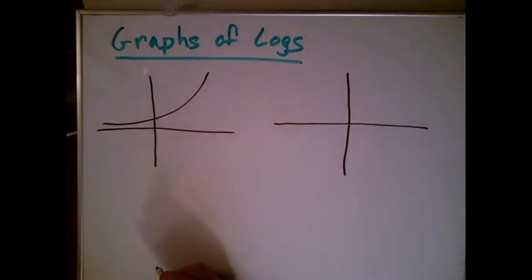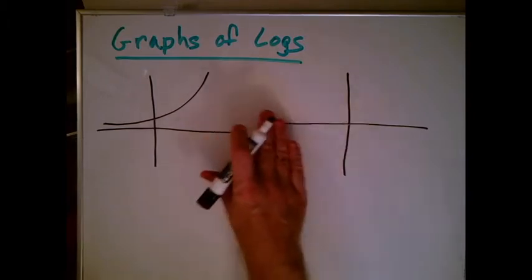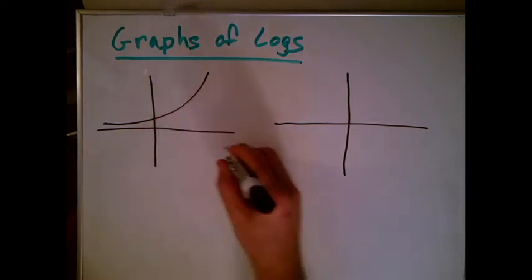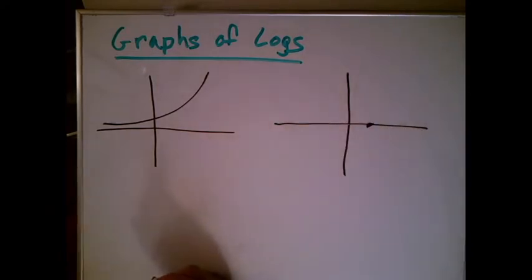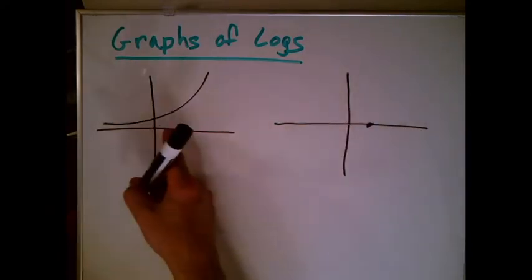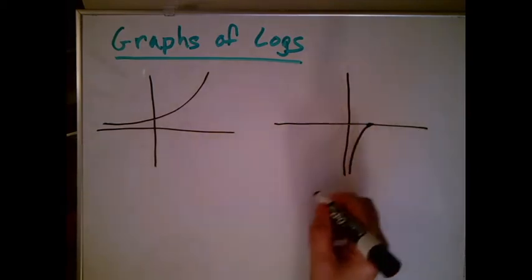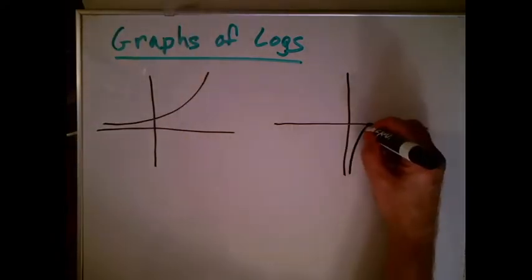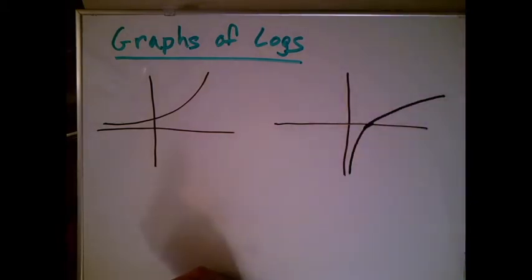The exponential function has no y values less than 0. The logarithm function has no x values less than 0. The exponential function usually goes through 0, 1. The logarithm function goes through 1, 0. The exponential function gets close to the negative x-axis. The logarithm function gets close to the negative y-axis. And you can see that the exponential function gets more and more parallel to the positive y-axis. So the logarithm function gets more and more parallel to the positive x-axis.